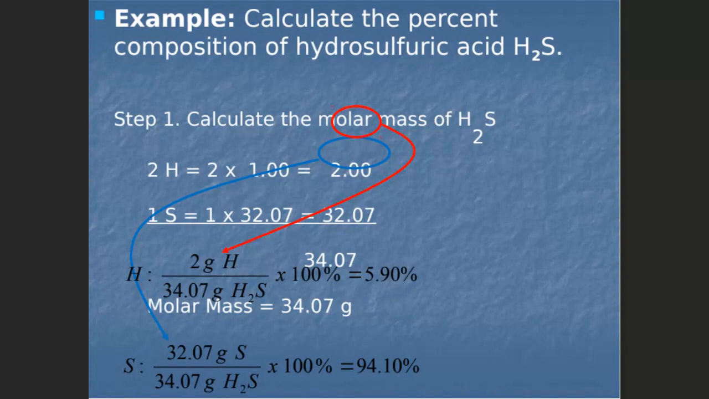Next step, percent calculation. For each element, the mass of that element goes on the top, and down below, we put the total mass of the compound, times 100. Then we will get the percentage of that particular element, and this is how you calculate the percent of each element in a compound.